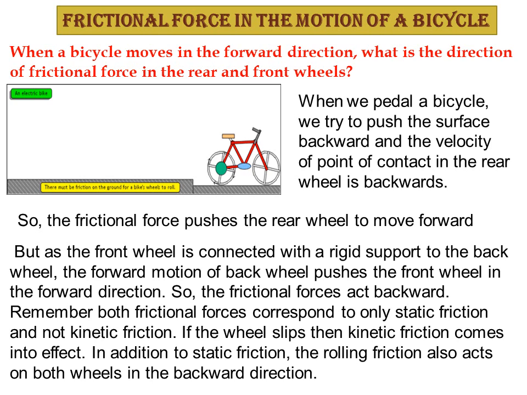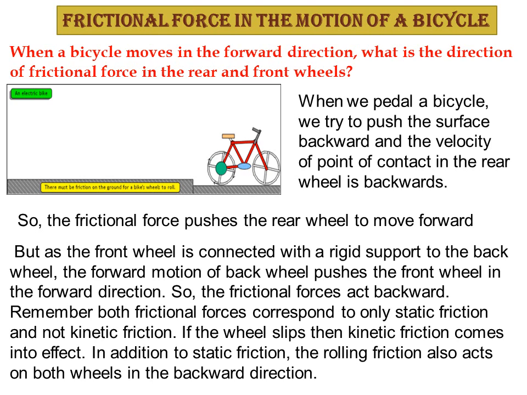But the front wheel is connected with a rigid support, that means it is connected with the chain, and the chain pulls the back wheel and the front wheel. Actually we are giving the forward motion to the back wheel. Due to this, the front wheel also acts towards the direction of the back wheel. As the front wheel is connected with a rigid support to the back wheel, the forward motion of the back wheel pushes the front wheel in the forward direction. So the frictional forces act backward.